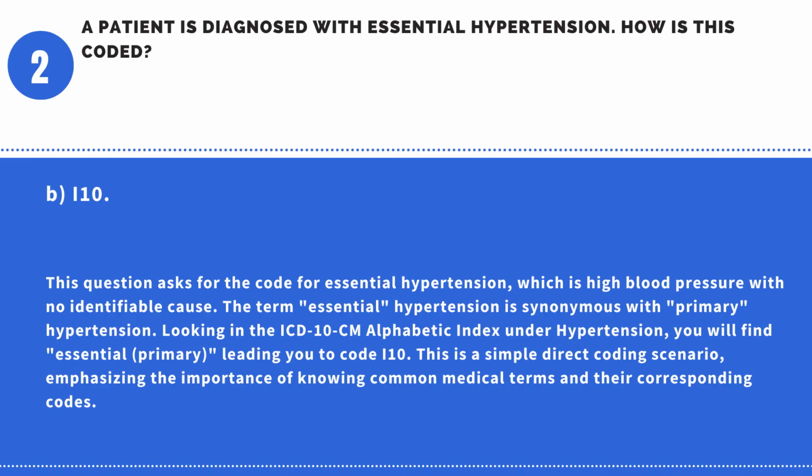Y92.000. This question asks about place of occurrence codes, which are used with external cause codes to describe where an injury happened. The keyword here is at home, specifically a single-family house. Looking up place of occurrence codes under Y92 leads you to categories for specific locations. Y92.000 is the code for single-family house as the place of occurrence, providing the most specific detail about where the fall occurred. Place of occurrence codes add valuable data about injury circumstances.